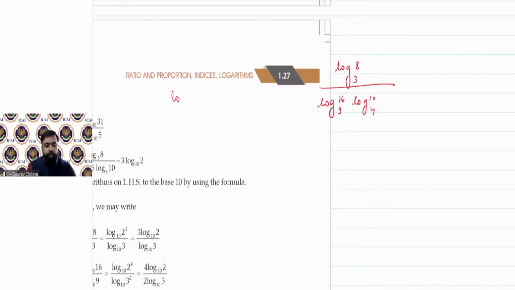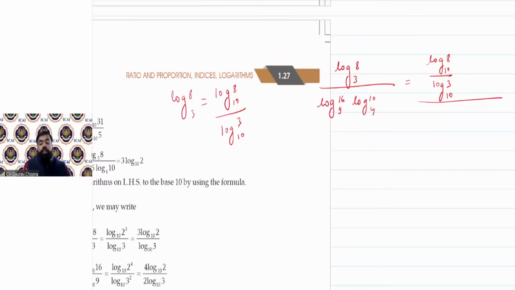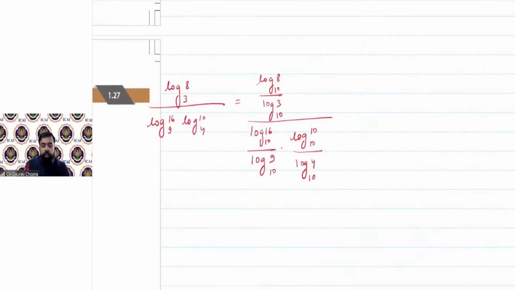So how will we separate log 8 base 3? It will be separated as log 8 base 10 divided by log 3 base 10. So let's write here: log 8 base 10 upon log 3 base 10, whole divided by log 16 and log 9. So it will be written as log 16 base 10 upon log 9 base 10. Then multiply by log of 10 base 10 divided by log of 4 base 10. Okay, so let's bring all together.